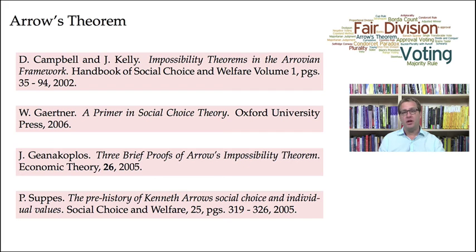As you can imagine, quite a bit of literature has stemmed from this beautiful result. I can recommend these 4 papers. This is a classic paper in the Handbook of Social Choice and Welfare that discusses the impossibility result and many different variants of it. This is a nice textbook on social choice theory. The Giannakopoulos paper provides very short and concise proofs of the theorem. And finally, there's a nice article by Suppes that sketches some of the history of Arrow's impossibility result.